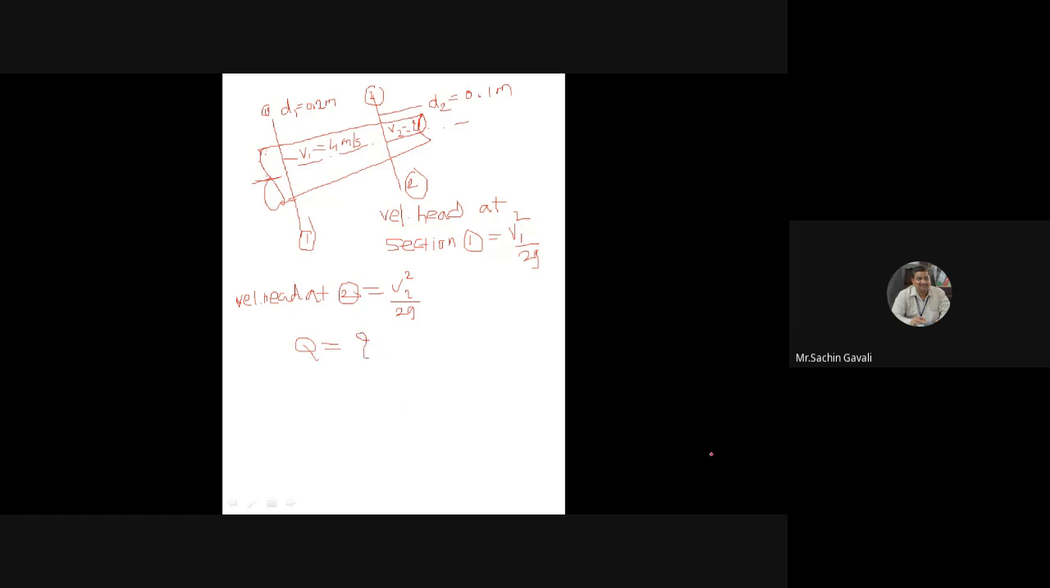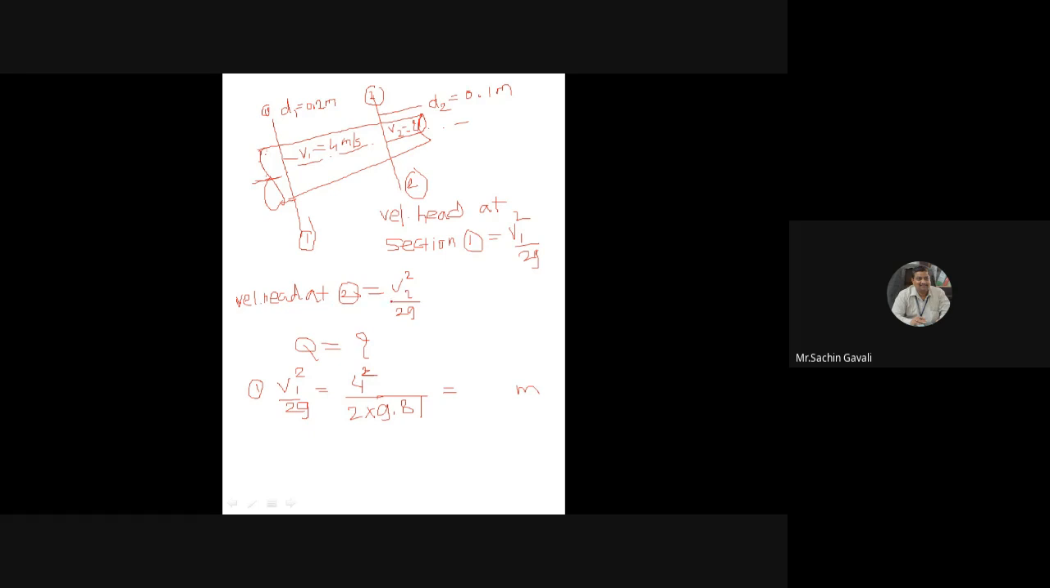So velocity head at section 1: V1 we know, so no problem to calculate it. V1 square upon 2g is equal to, very easily we get, V is 4 square divided by 2 into 9.81. How much meter of water do you get? Somebody has to tell. Second, we have to calculate V2 square upon 2g.